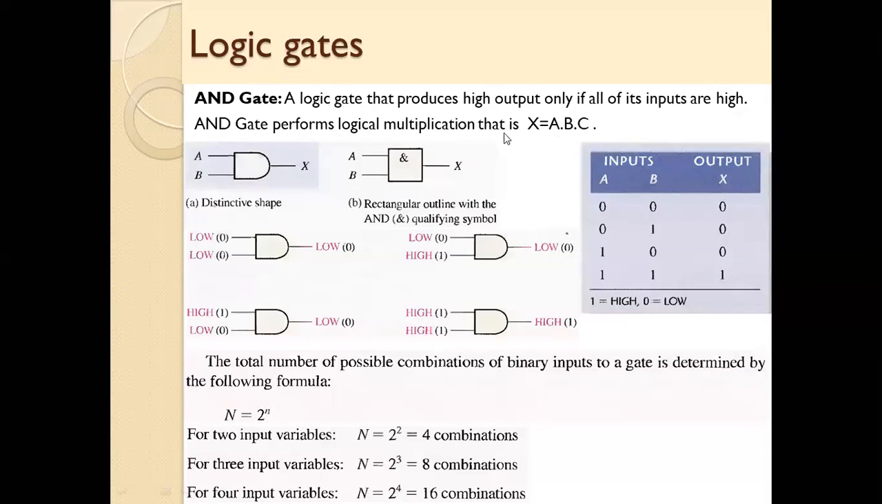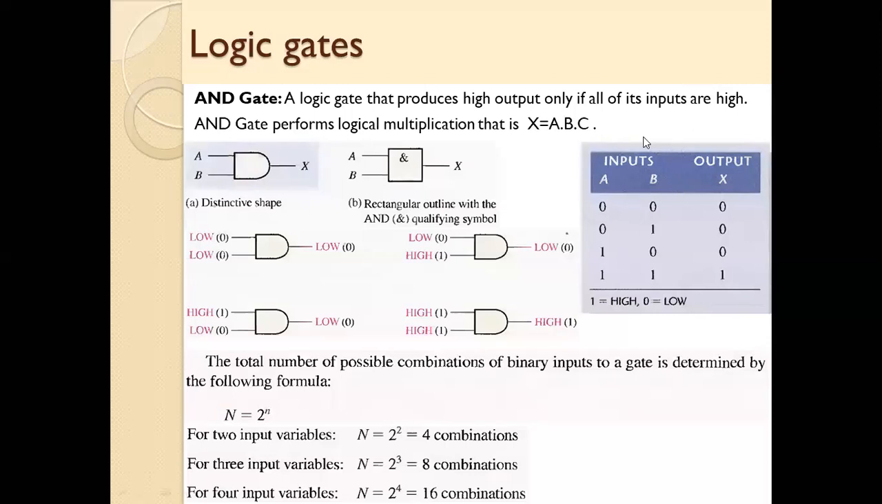That is, if the inputs are A and B, and if there are three inputs, that would be A, B, and C, and the output is X, then X is equal to A multiplied by B multiplied by C. But the result of the multiplication will not be more than 1, because 1 multiplied by 1 multiplied by 1 is equal to 1, and 1 multiplied by 0 multiplied by 0 would be 0. If there is any one 0 at the input, the output would be 0, and if all inputs are high, the output would be high.